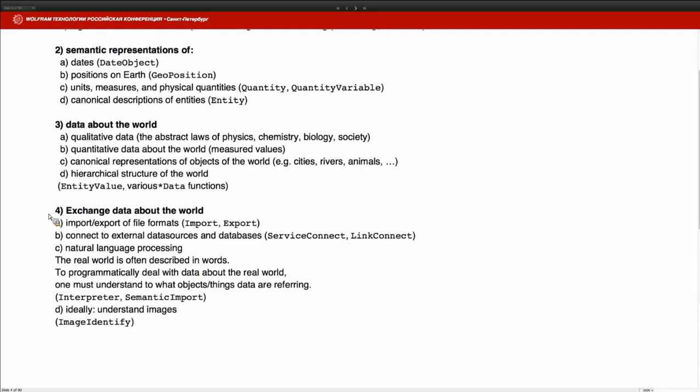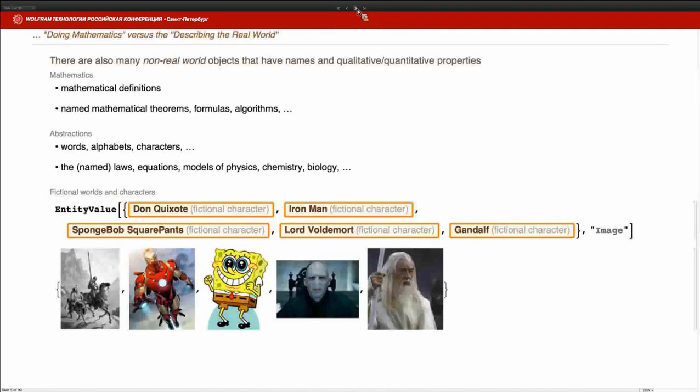We must import them from a wide variety of file formats. Some of them change on the basis of seconds or sub-seconds, like financial data. So we need to be able to connect to such things in real time. Some of them are given through natural language, not a nice piece of code or a number. So we need functions like Interpreter. Or maybe all we have is just an image, and we still want to understand what it means, so we have functions like ImageIdentify.